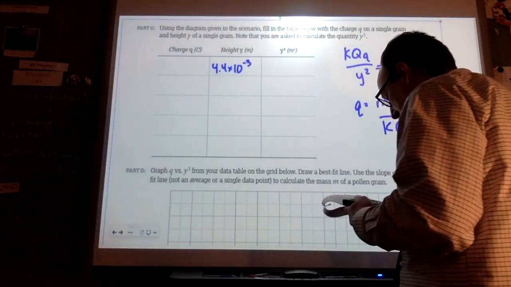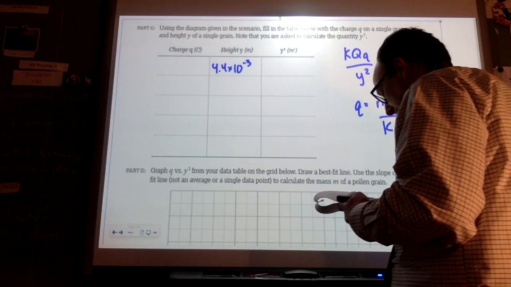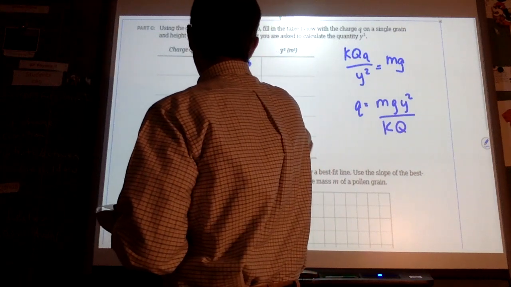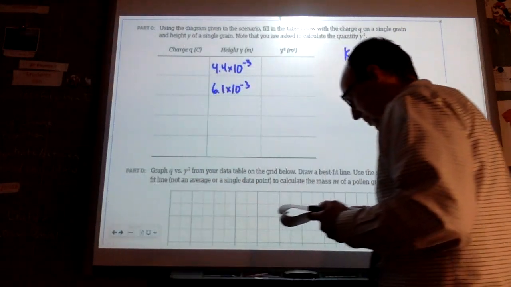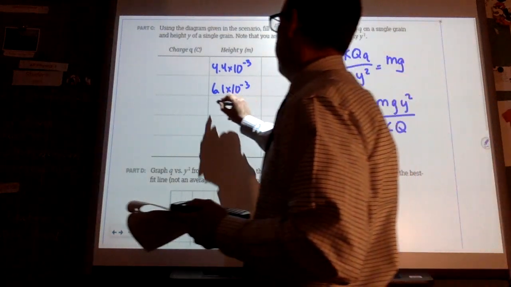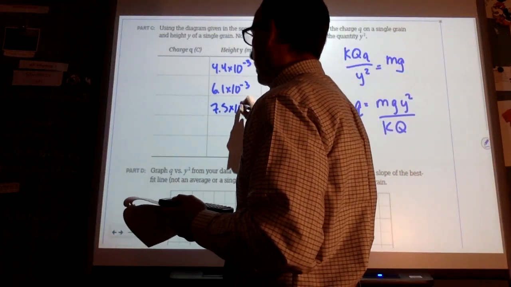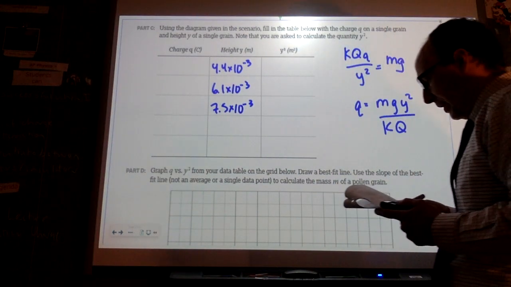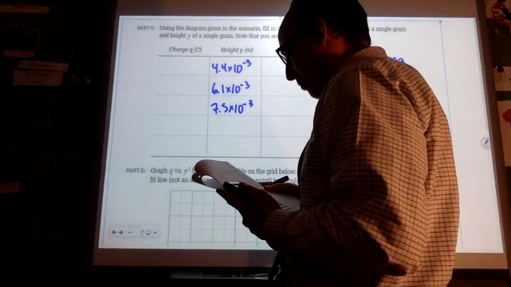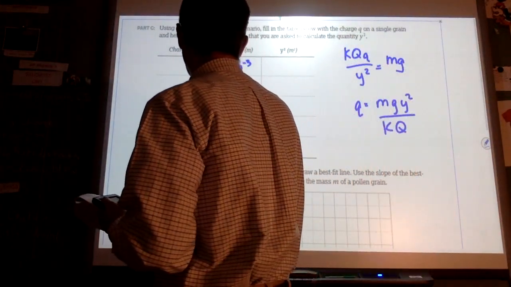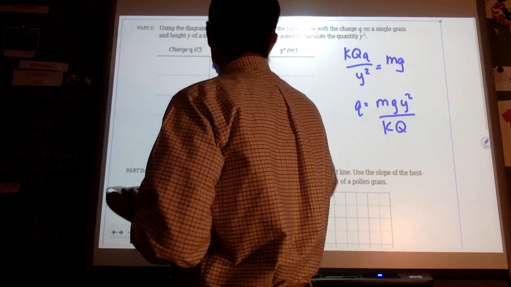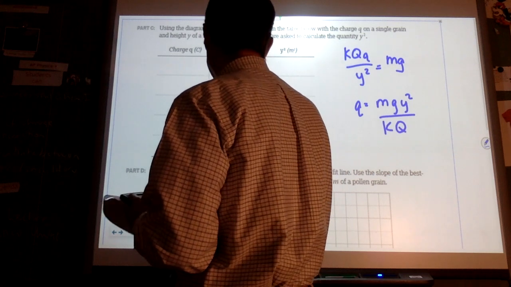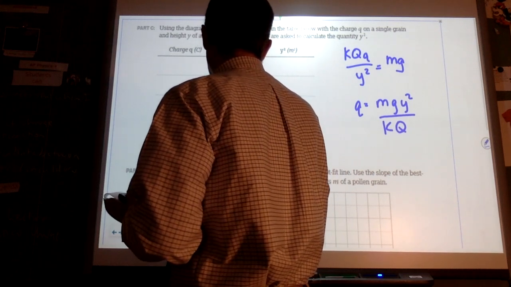Our next one looks like it's at about 6.1 times 10 to the negative third meters. Our third one looks like it's at 7.5 times 10 to the negative third meters. The next one looks like it's at 8.7 times 10 to the negative third. And the last one looks like it's at 9.7 times 10 to the negative third.